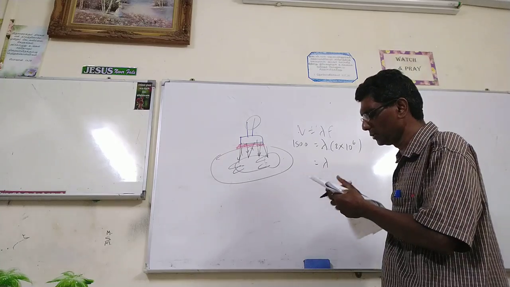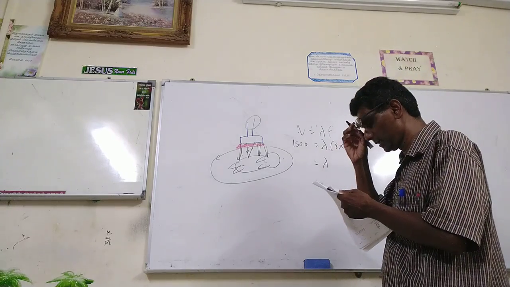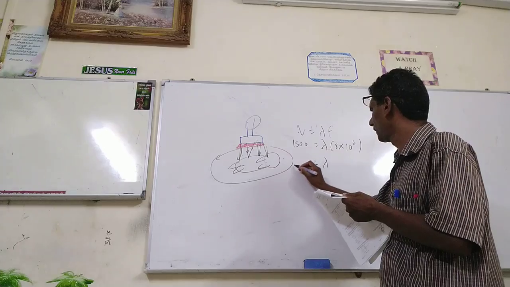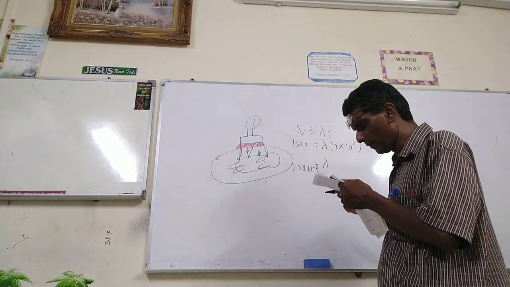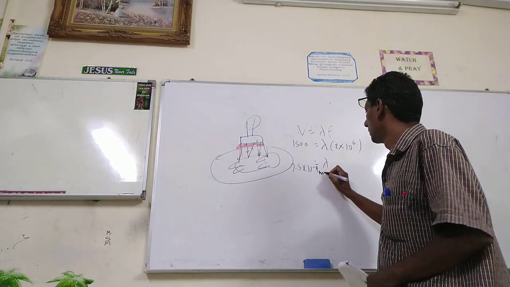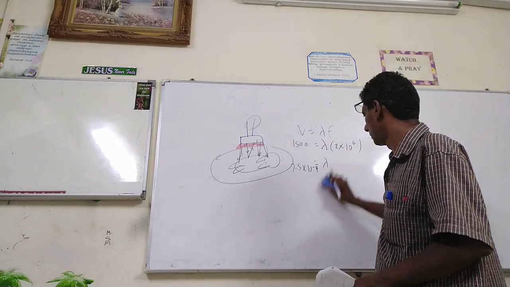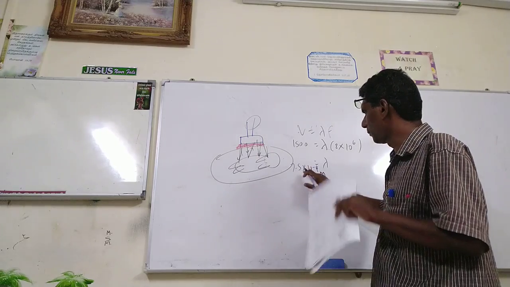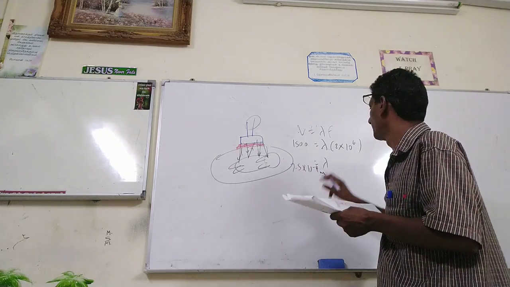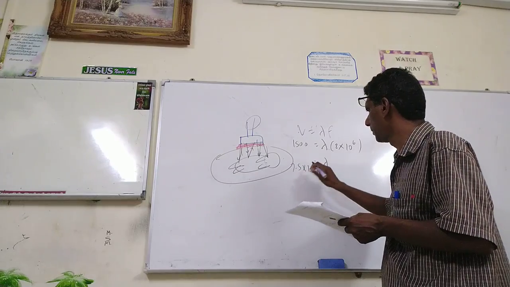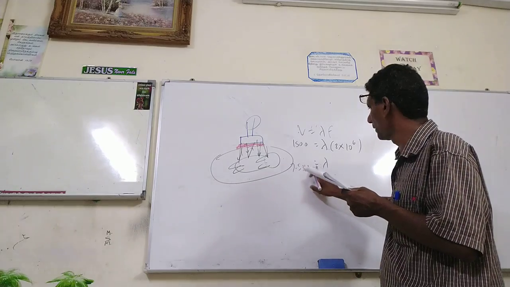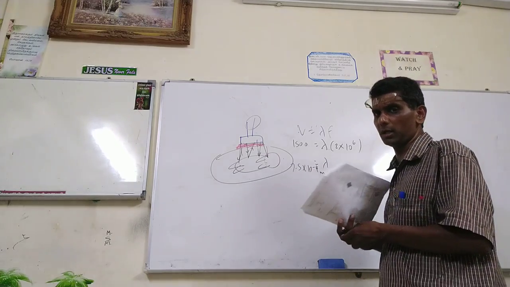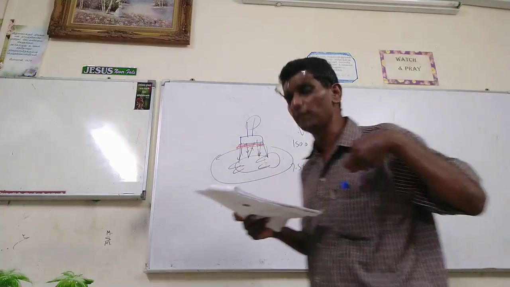So lambda equals, based on this one, 7.5 times 10 power negative 4 meter. That is called the wavelength. Okay.